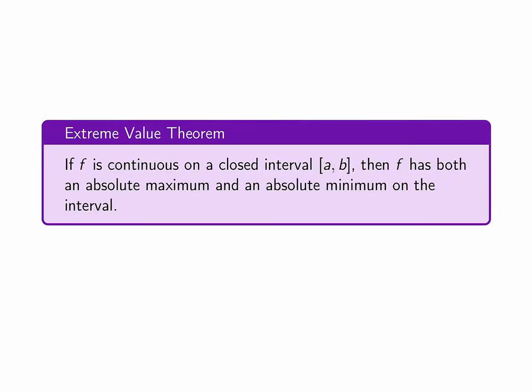All right, so we have something called the extreme value theorem. If our function f is continuous on a closed interval a to b, then we are guaranteed for that function to have both an absolute maximum and an absolute minimum on that interval.